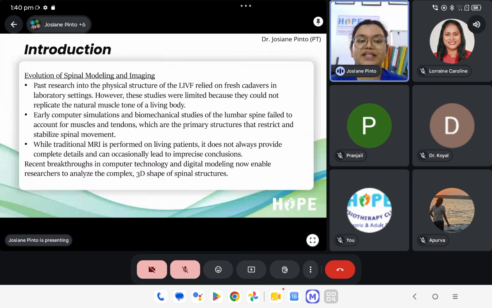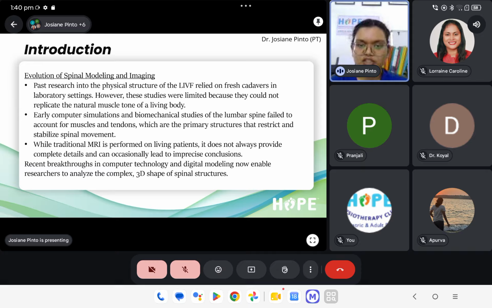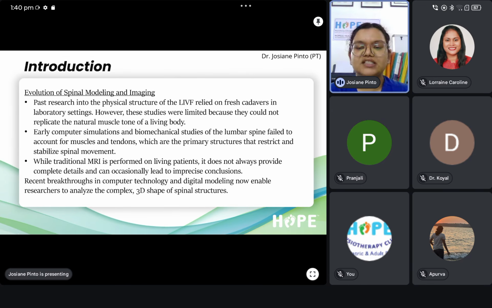So, the evolution of spinal modeling and imaging. Now, the beauty of this study is that it combines this intervention with an in vivo look at what is happening within the articulating structures. Past research into the physical structure of the LIDF relied on fresh cadavers in laboratory settings. However, these studies were limited because they could not replicate the natural muscle tone of a living body. Naturally, there are muscles, tendons and other primary structures which stabilize and help with movement, but in a cadaver you will not see these things in action.